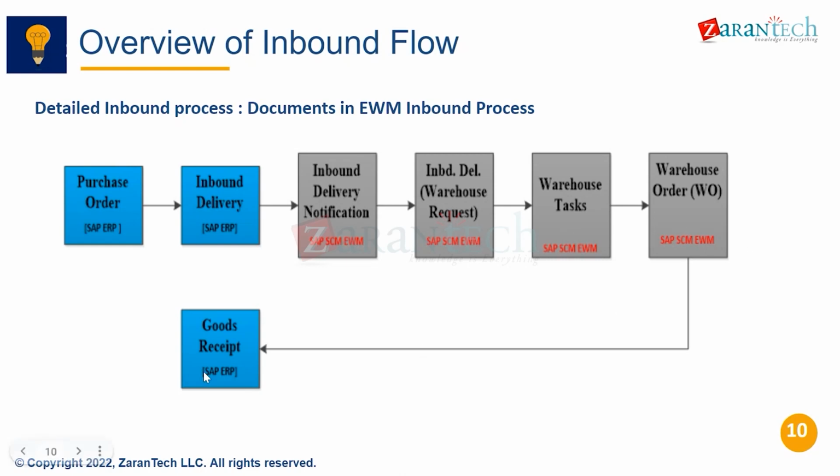Then the goods receipt will again be sent back to the ERP system, once all the goods receipt status is completed in the EWM system. And once you complete the goods receipt, any guess what the status is, in which storage type in the ERP system will the stock be available?